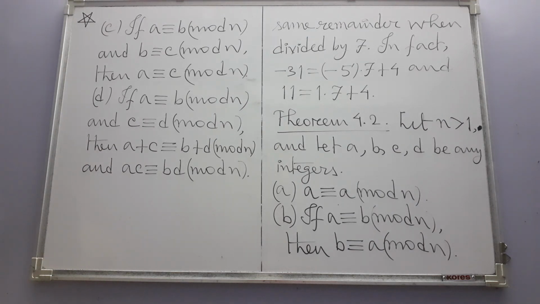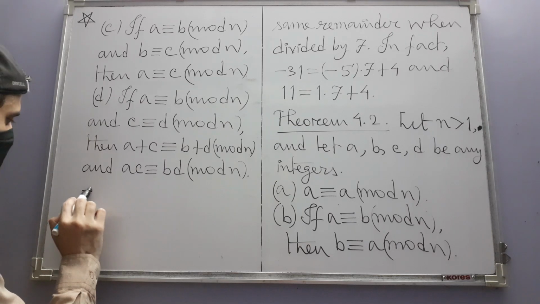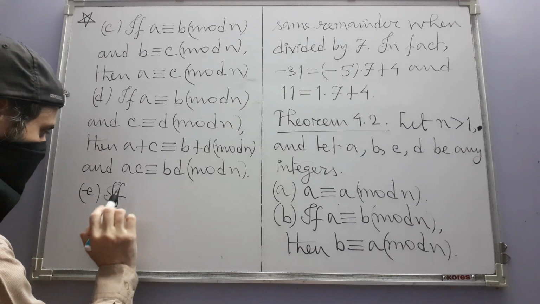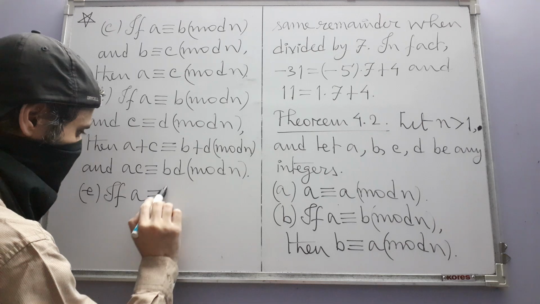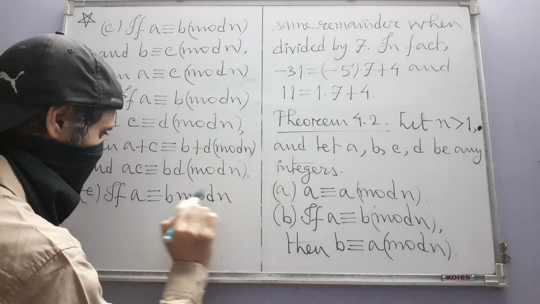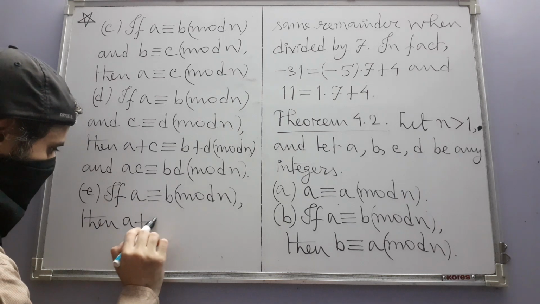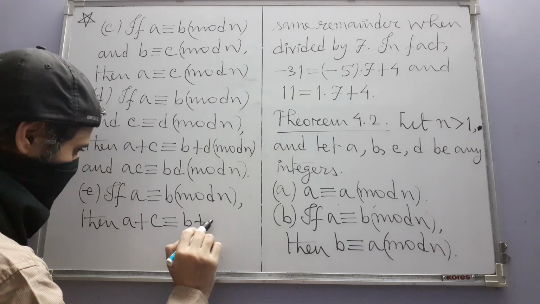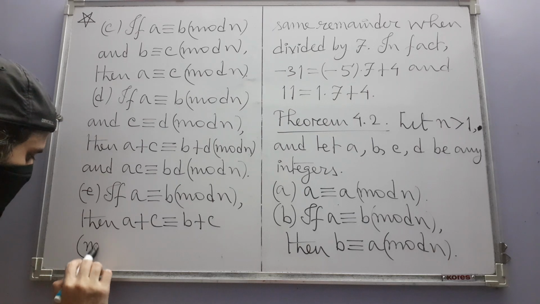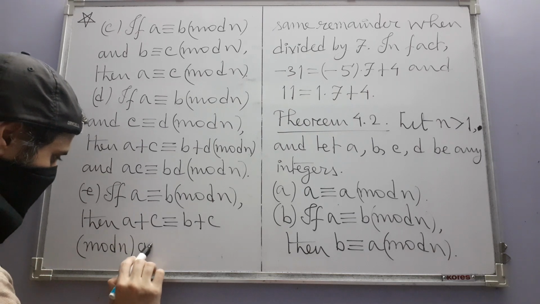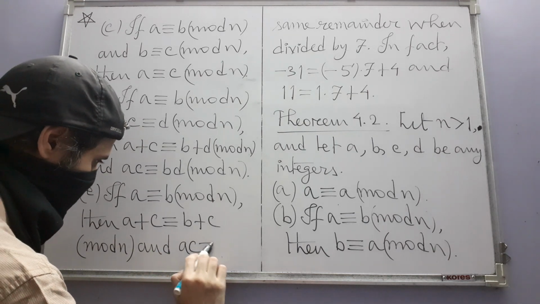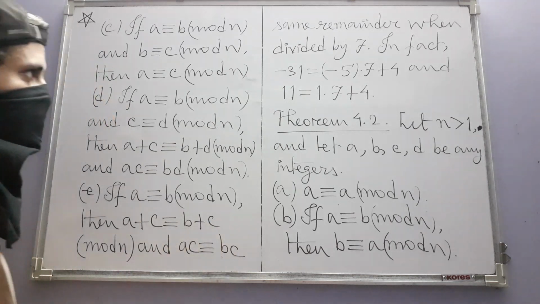Further, you can add and multiply the same term on both sides of a congruence. If A is congruent to B mod n, then A plus C is congruent to B plus C mod n and AC is congruent to BC mod n.